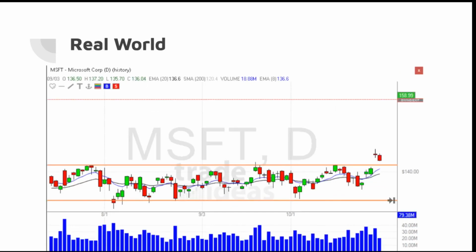Can you see the support on Microsoft? Again, everything's a little bit dirtier in the real world, so I drew lines to help you. But you see the support there, it's the orange line at the bottom. And we'll call that about $135.